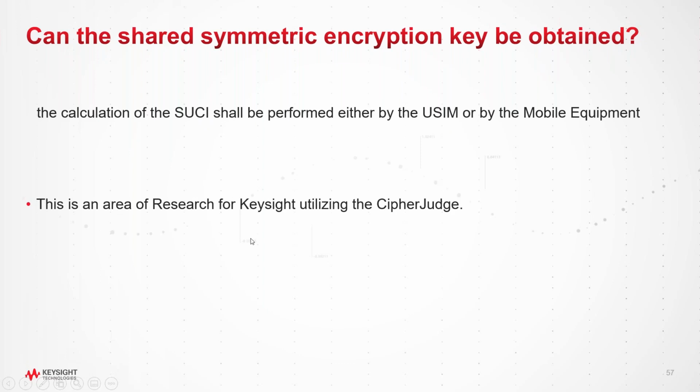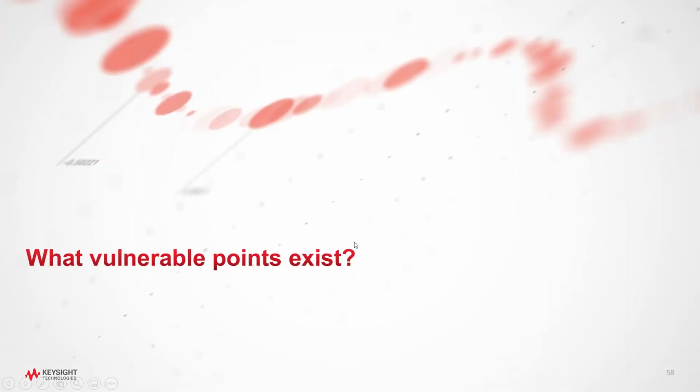So we're researching this. We would like to see if we can grab that encryption key as it passes between the SIM card and the mobile equipment, in cases where people have implementations where the mobile equipment is performing that calculation, okay? So obviously there are going to be many different kinds of implementations that could be out there, since 3GPP did not nail this down.